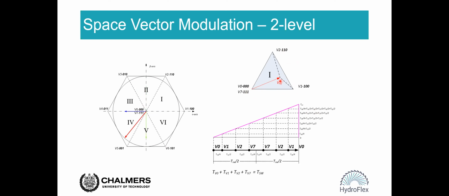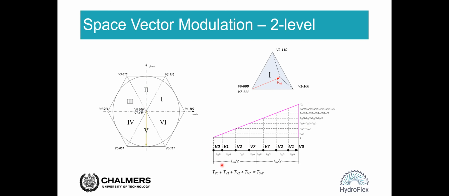And the next step is to determine the duration of each voltage vector. By using the amplitude and the angle theta here, we can calculate the time duration. Once we have the time instance, we can send this time to the controller to control the gate to switch on and switch off.